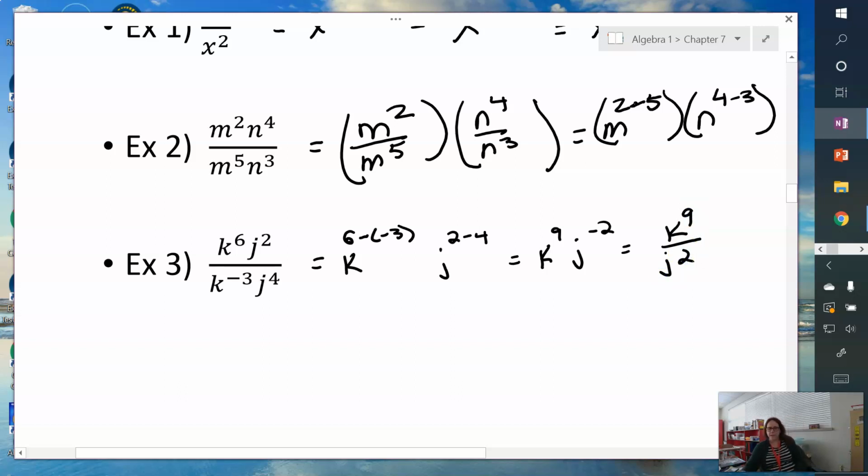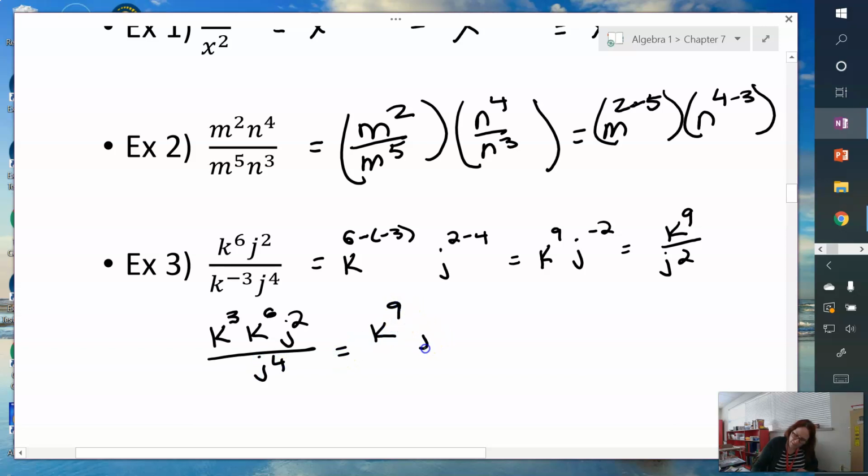Now here's another way to do this. What if I moved that k to the negative 3 upstairs? So what if I did it like this first? If I said k to the 3, because I moved that upstairs, k to the 6, j to the 2 over j to the 4. Now I have k to the 9, j to the 2 minus 4, and I get k to the 9, j to the negative 2.